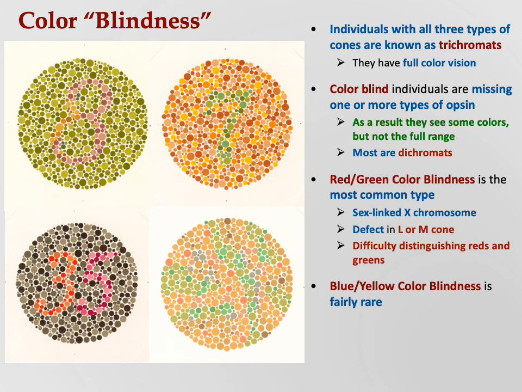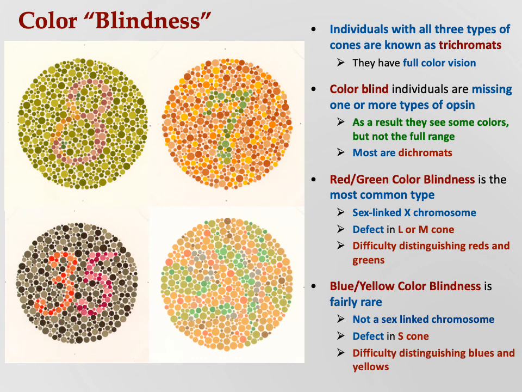Blue-yellow is fairly rare. It occurs, it's not sex-linked. It's a defect in the S cone. It occurs on chromosome 20, I think. I don't remember. I knew that at one time. These people have trouble telling blues and yellows. Again, this is relatively rare. It's equally common in men and women. But red-green color blindness, because it's on the X chromosome, is mostly men.